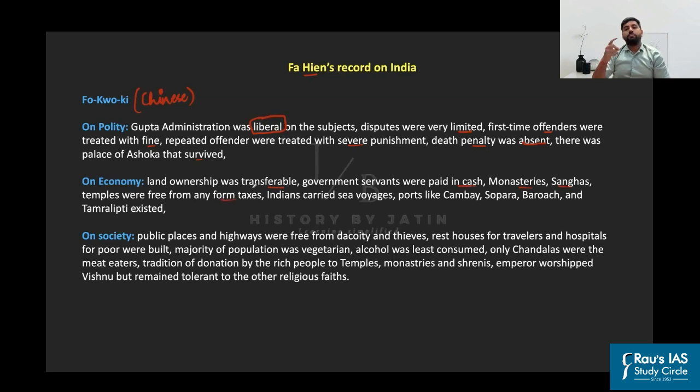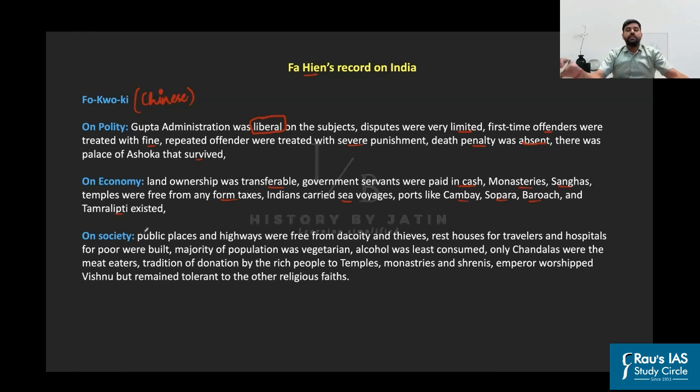You must have heard about the Brahmadeh, Agrahar, the types of land grants. Right? Brahmadeh and Agrahar. Indians carried sea voyages. Ports were Cambay, Sopara, this is Nala Sopara in Mumbai, Bharuch and Tamralipti. The three are in Bombay or near Bombay. The last one is in Bengal.